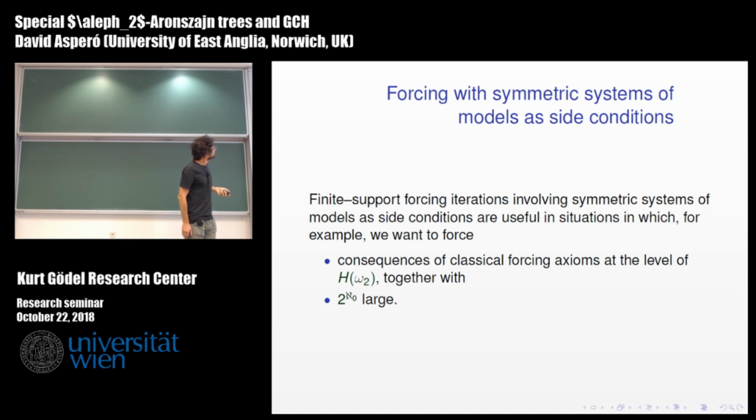Okay, so finite support forcing iterations involving symmetric systems of models, of countable models, think for the moment, as side conditions, are useful in situations in which, for example, you want to force consequences of classical forcing axioms like PFA, consequences at the level of H omega 2, to hold together with a large continuum, right? So, PFA implies that the continuum has size Aleph-2, but maybe you want a conjunction of these two things, and then this method comes up naturally for this.